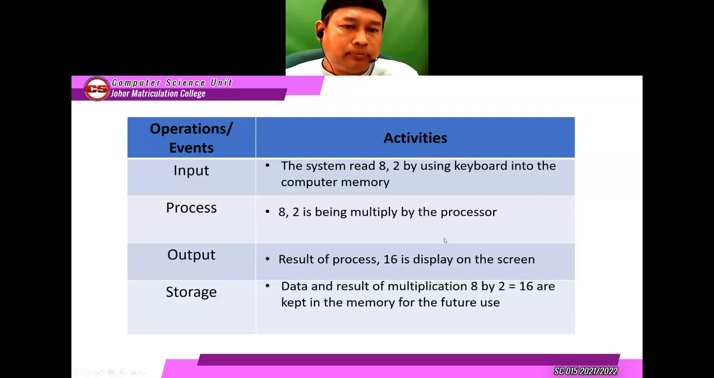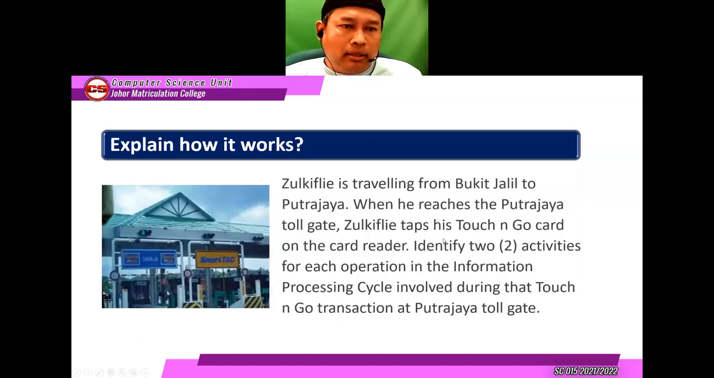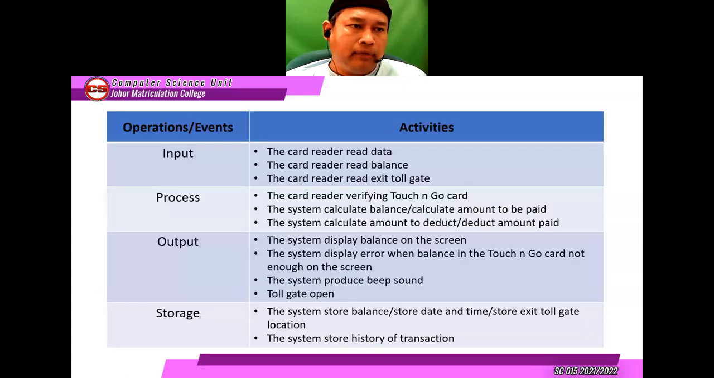Okay. Zulkifli is traveling from Bukit Jalil to Putrajaya. When he reached the Putrajaya toll gate, Zulkifli tapped his Touch 'n Go card on the card reader. Identify two activities for each operation in the information processing cycle involved during the Touch 'n Go transaction at the Putrajaya toll gate. So the input of the activities is the card reader data. The card reader reads the balance. And the card reader is the exit to the toll gate.